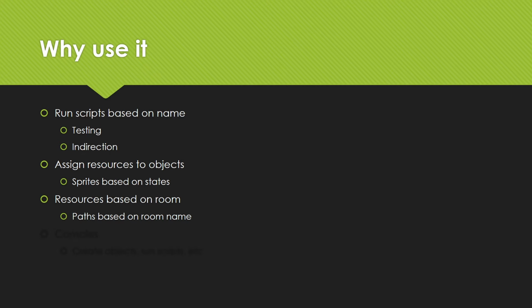It can also be used to change the resources based on rooms, such as paths, which is a good example. You may be making a tower defense game with paths that your enemies will follow, and if you have a room called room level 1 and a path called path level 1, you could automatically detect that path level 1 should be used in room level 1, and so on with all the different rooms, making your code a lot more maintainable. It's also quite nice for making consoles, so you may want to create objects and run scripts and so on when the user types in a function or a script, which is quite nice for debugging purposes.